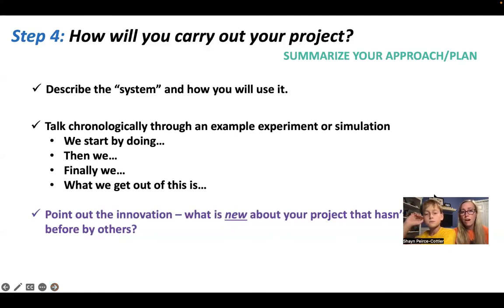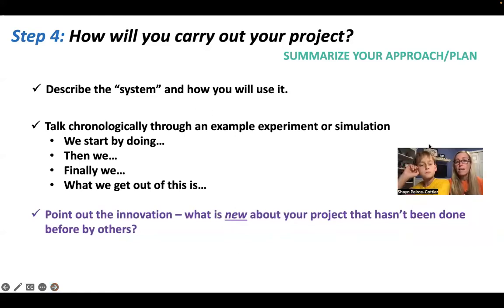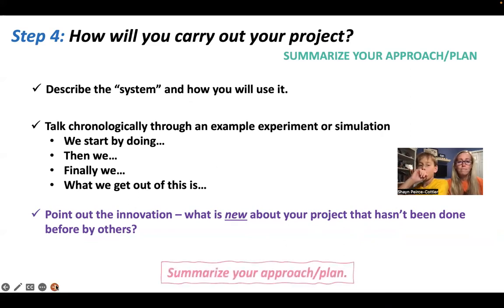Again, this is another opportunity where you can paint the innovation for your audience and really elaborate on what hasn't been done before by others to showcase how new your project is.